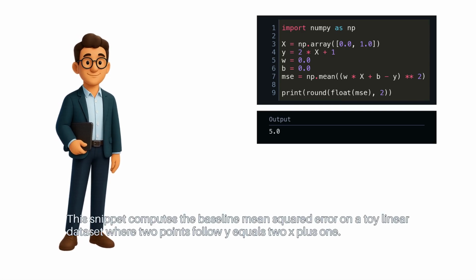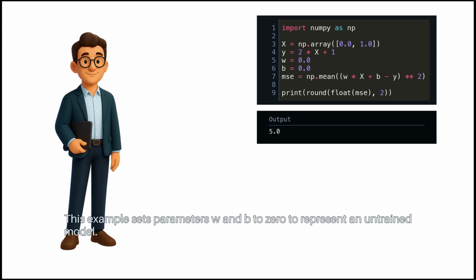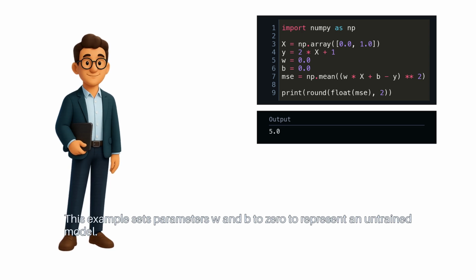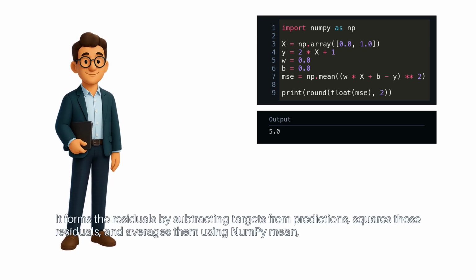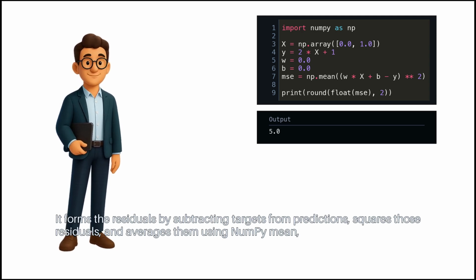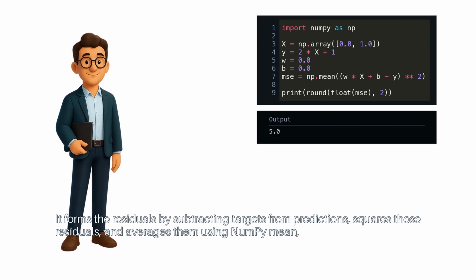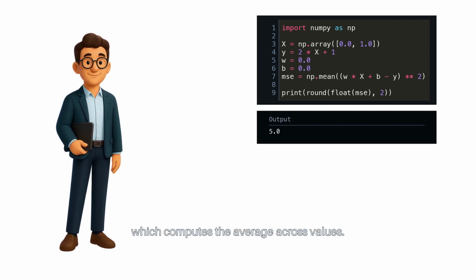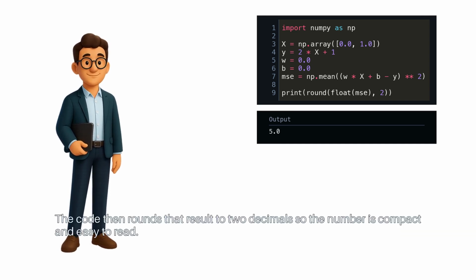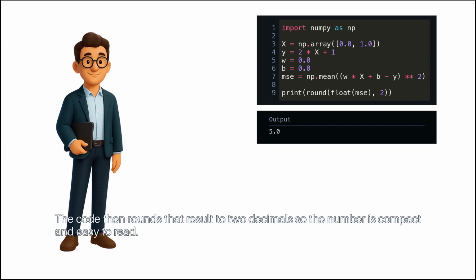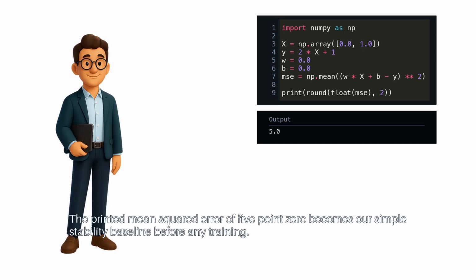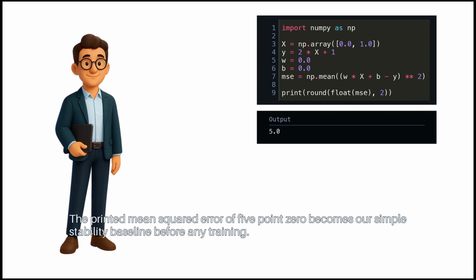Now we'll compute a full batch baseline. This snippet computes the baseline mean squared error on a toy linear dataset where 2 points follow y equals 2x plus 1. This example sets parameters w and b to 0 to represent an untrained model. It forms the residuals by subtracting targets from predictions, squares those residuals, and averages them using NumPy mean, which computes the average across values. The code then rounds that result to 2 decimals, so the number is compact and easy to read. The printed mean squared error of 5.0 becomes our simple stability baseline before any training.